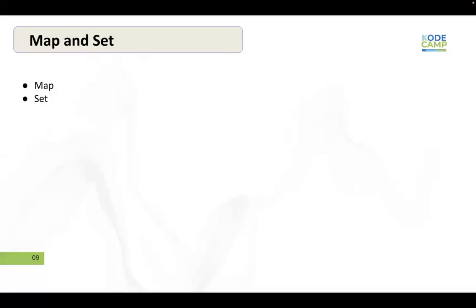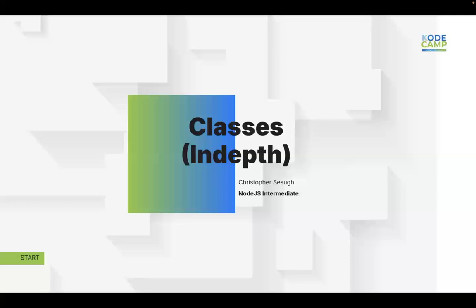So for map and set, sorry to say this, but we'll be looking at this in our next class due to time. Look at map and set in our next class. So for today, we move to classes. We'll look at classes in depth and we'll try to understand classes actually. Due to time, that's the reason why we're skipping map and set, though they are ES6 features, but we'll look at them in our next class.